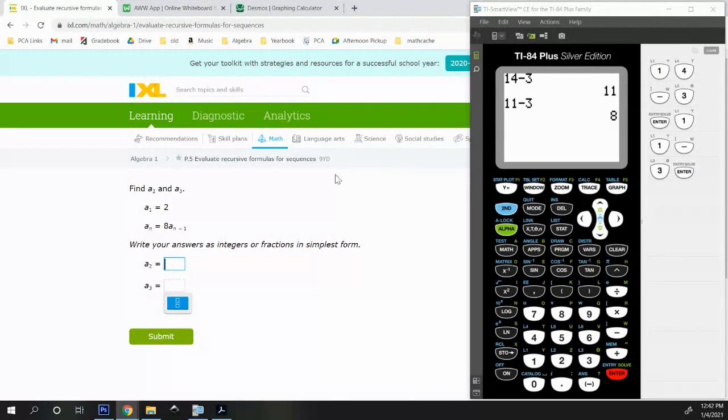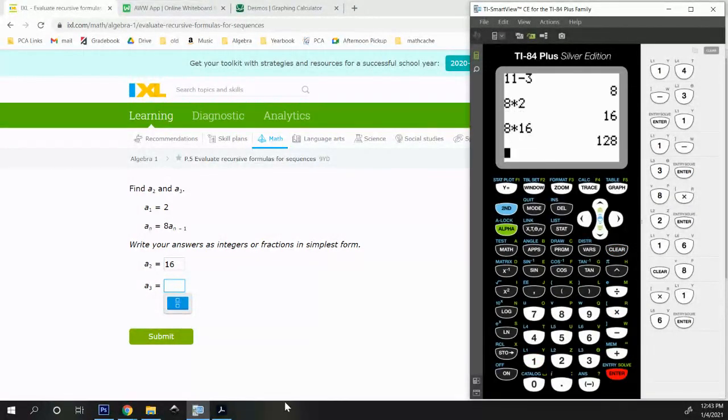I want to find the second term. That's what it asked me for. So I'm going to multiply 8 times the term before it because of the minus 1. Well, the term before it is 1, and that's a 2. So I'm going to do 8 times 2, and that makes 16. All right, if I want to find a_3, then I have to go to the term before a_3, which would be a_2, so 16, and multiply it by 8. So we do 8 times 16, and that makes 128.